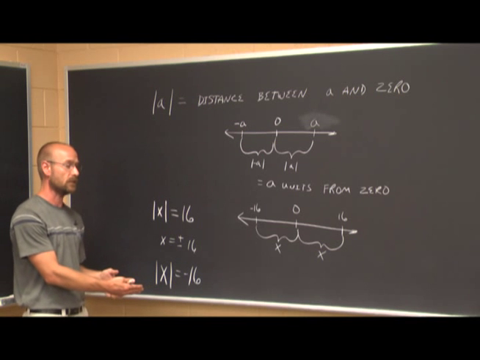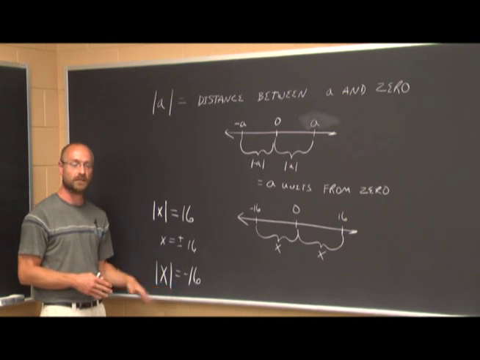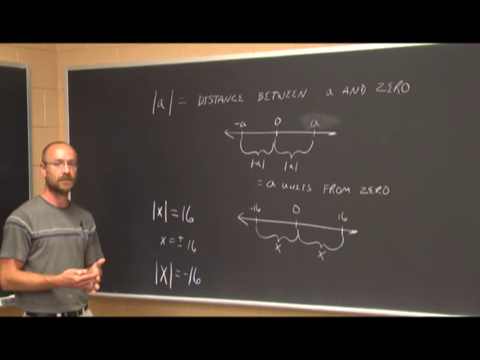Now, if we look at the next example, it says the absolute value of x is equal to -16. Well, this is that statement, a negative distance. This does not make sense. There is no value that has a negative distance.